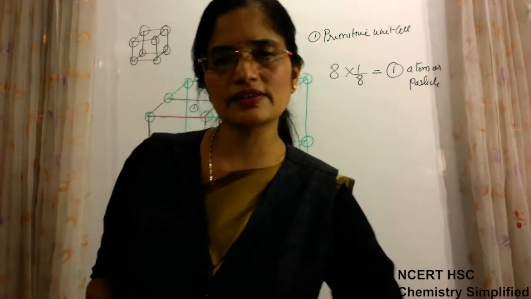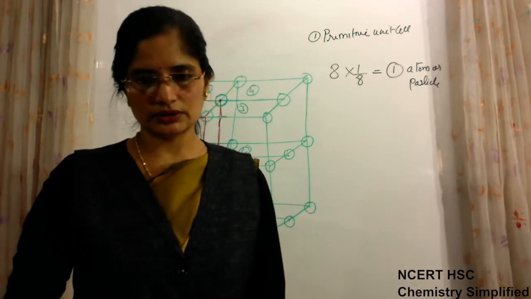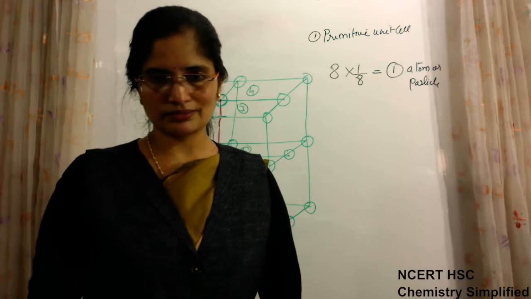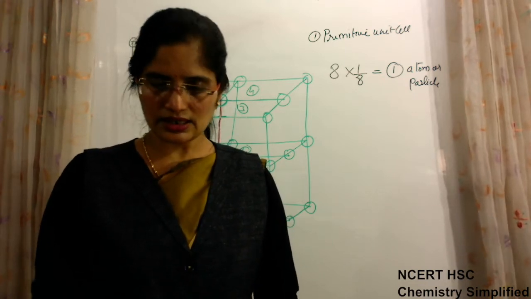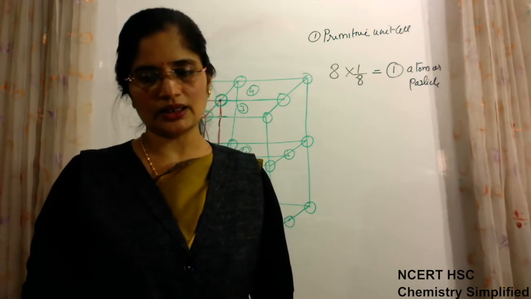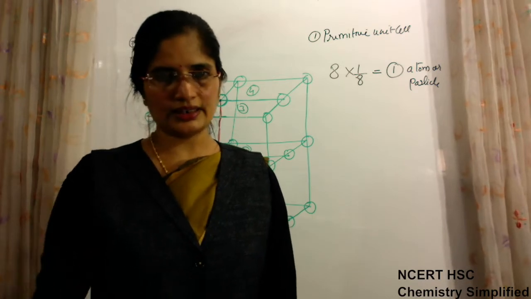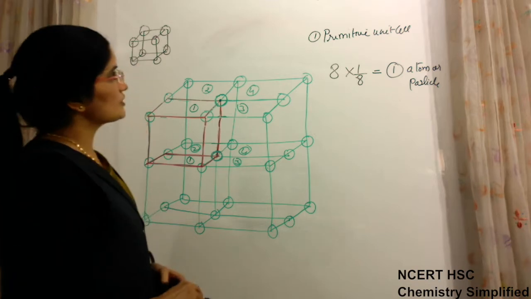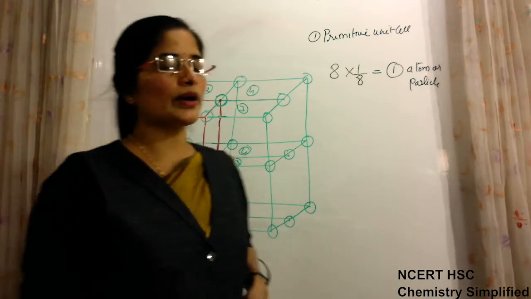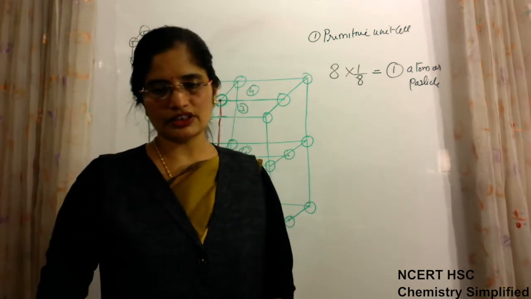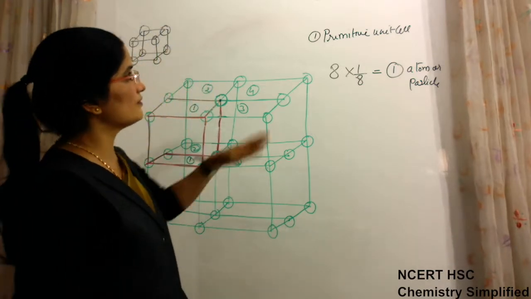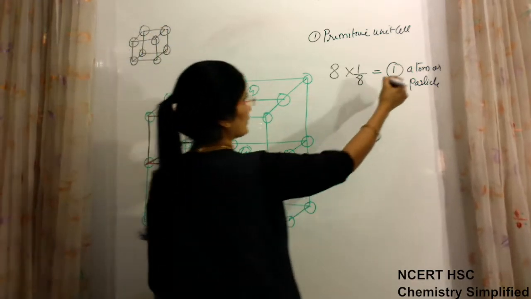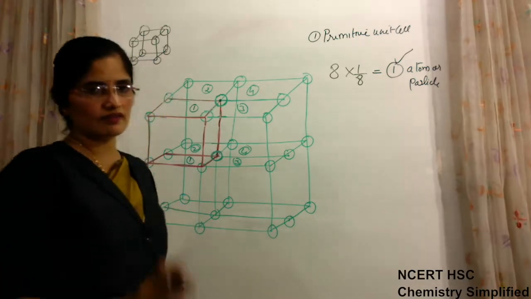Then only the further things will be clear. Anyone? Nobody is answering. Is this thing clear? 1/8 part of all 8? Okay. Yes, now. So this is for the primitive unit cell. The number of atoms or particles present in a primitive unit cell is always 1. Always it will be 1.